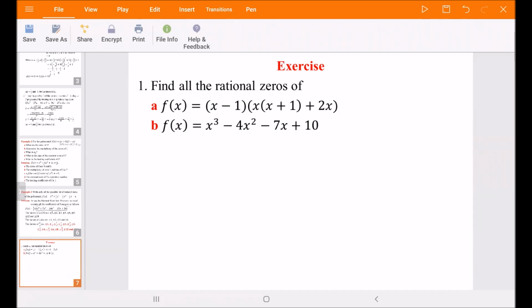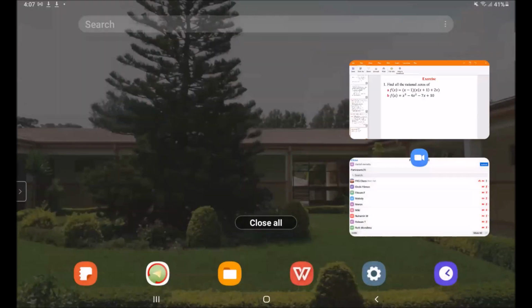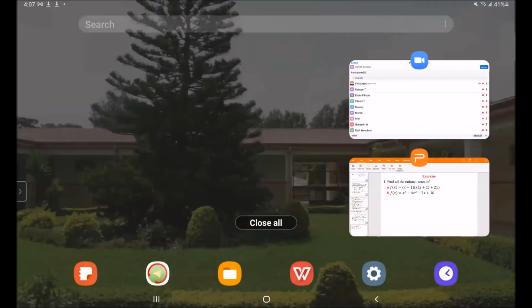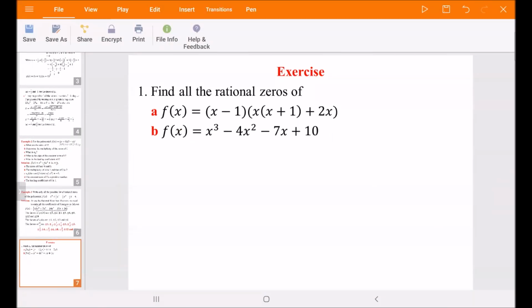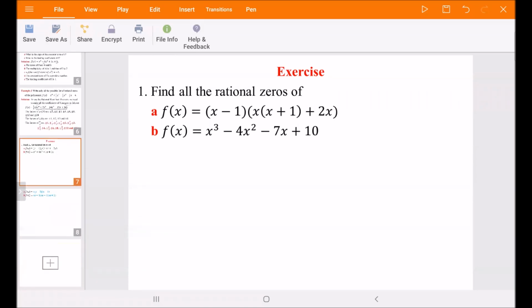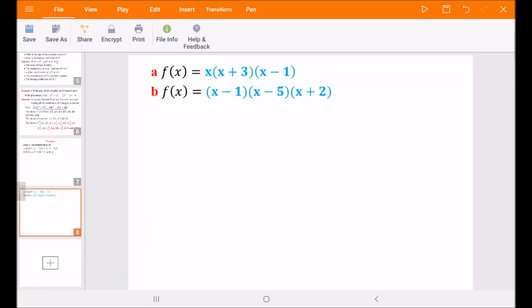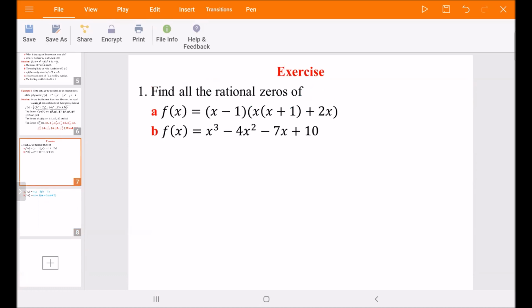Sir, yes, the first one has only one rational zero, which is -3. -3 only. Okay. No, it has two more rational zeros. Already one of them is given, x is equal to 1.